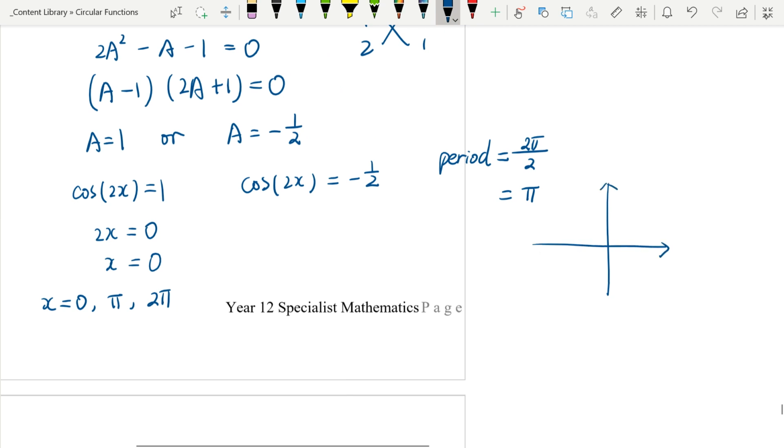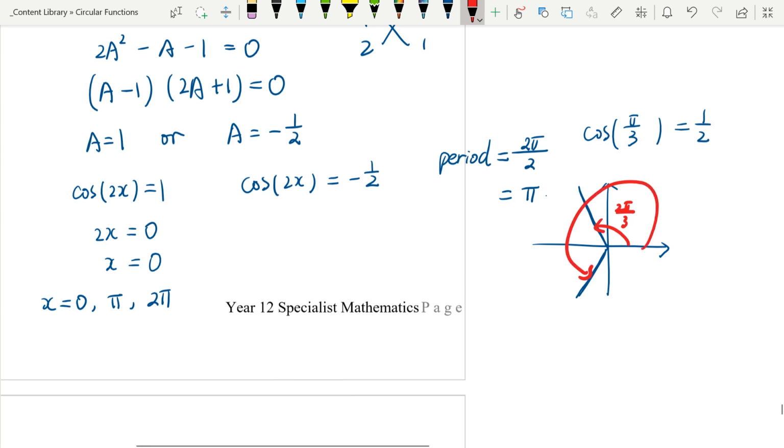2 and 3. So this one and this one. So cosine what gives you a half? Pi over 3. Okay, so then in the second quadrant and third quadrant, it will be those two values. And it will be 2 pi over 3, and then this one will be 4 pi over 3.